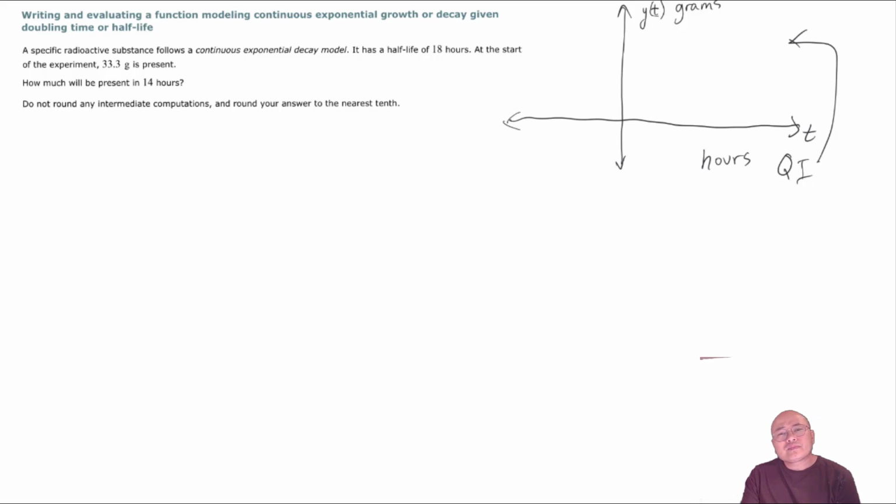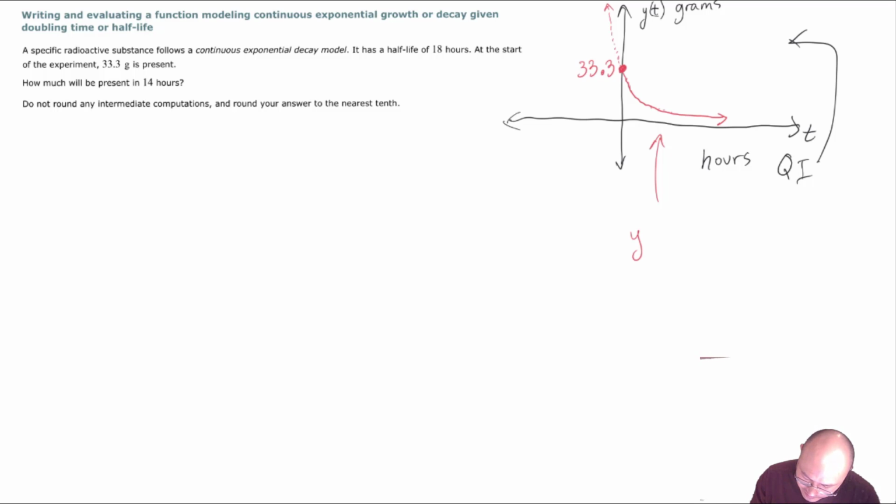So when t is 0, we know that it's at 33.3 grams. So the y-intercept is 33.3, and we have a decay model. So it starts up high, but then it's going to decay and probably get less and less over time. So how do we write this? Well, you do want to memorize such a model.